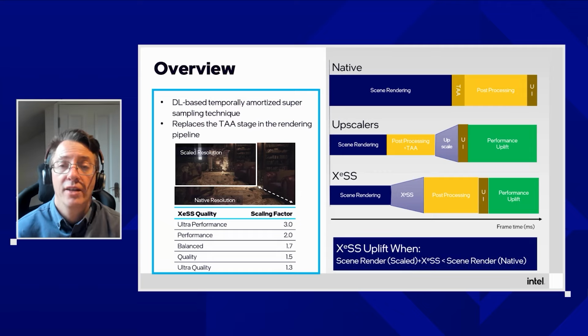In terms of the expected uplift, it really comes down to whether the cost of the scene rendering at the scaled resolution, plus the cost of applying XeSS, which will vary depending on the image quality settings, is less than the native scene rendering. For a title like Hitman, that has a very high per-pixel cost, the gains can be significant, but it may not apply equally to all titles.